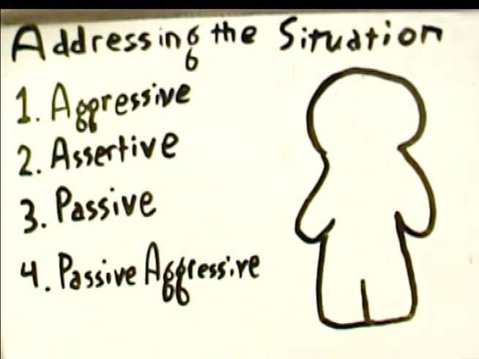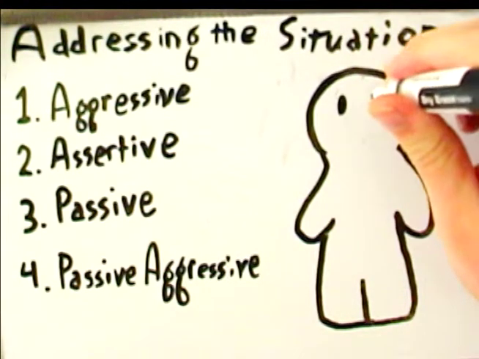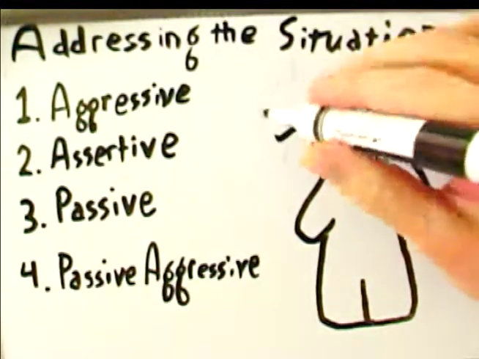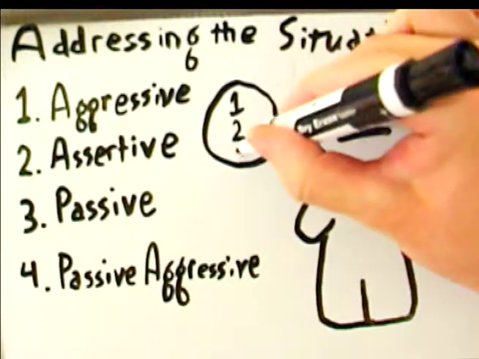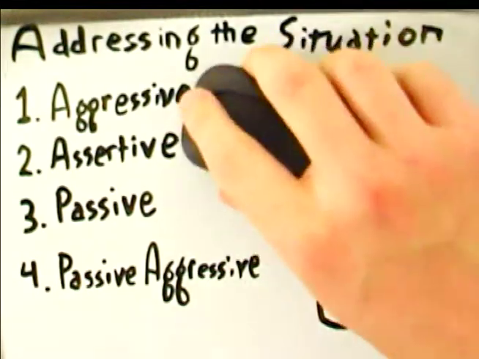Assertive communication is the next type we'll go over, and most often this is the most productive form of communication. In this form of communication, we're letting the other person know what we would like, why we're upset, what we're upset about, and we're trying to find a good common ground with the person that we're communicating with.